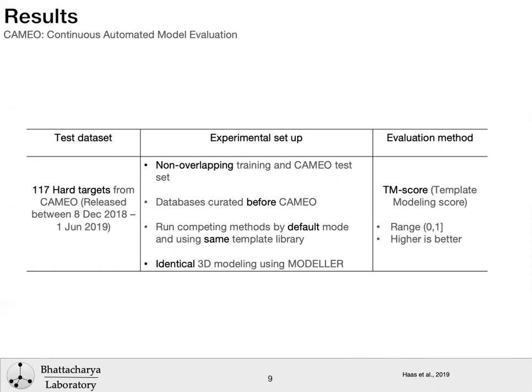Moreover, we collect publicly available multiple sequence alignments independently generated using non-overlapping protein sequence databases to feed into TR Rosetta and Spider3. Furthermore, the template library used in DisCovER excludes any templates released after the start of the CAMEO experiments. Moreover, we run all competing methods in their default mode, using the same or a comparable template library. We also use an identical modeling strategy, using the standard automodel class of MODELLER to build 3D models for all methods. Finally, TM score is used to evaluate the performance, which ranges from 0 to 1, and a higher score is better.